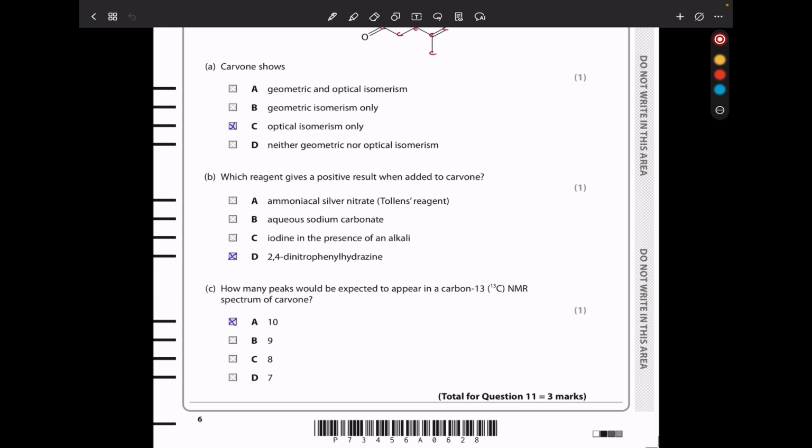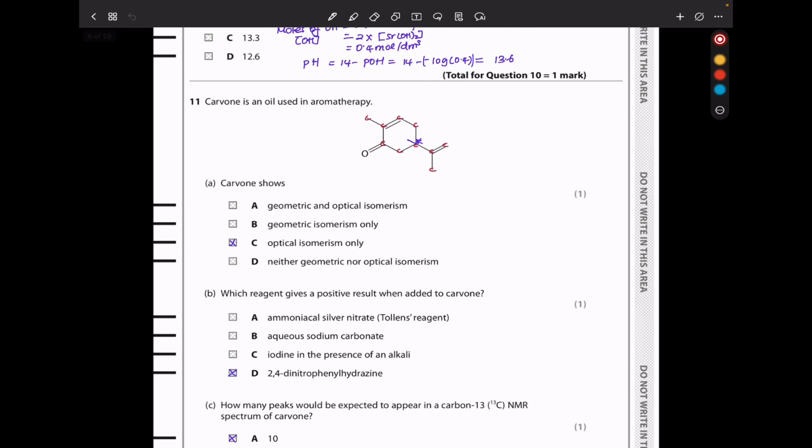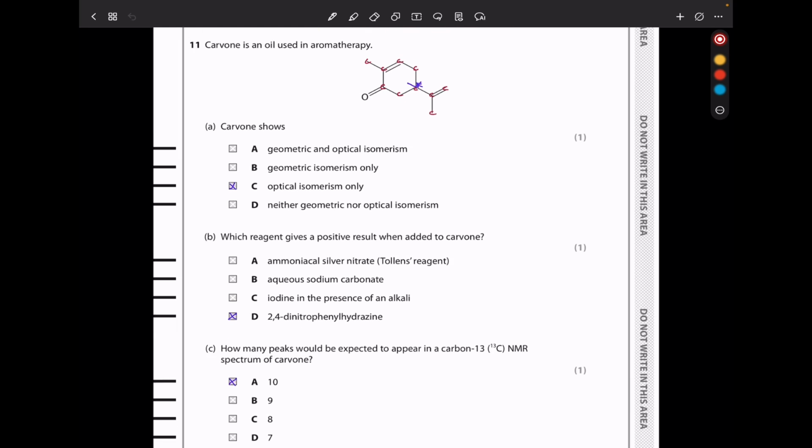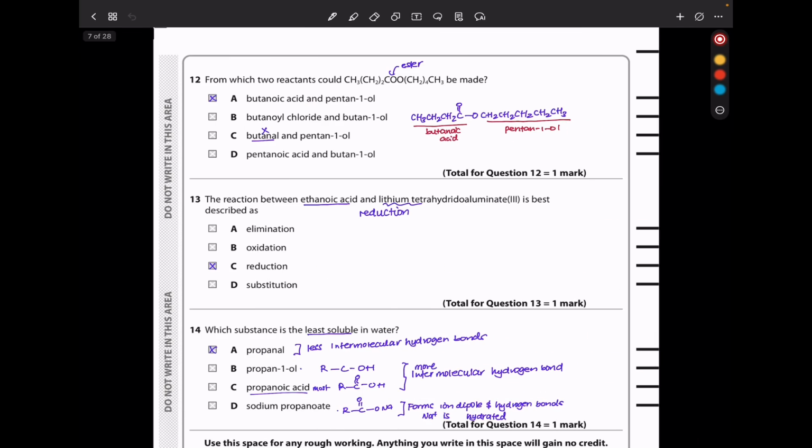How many peaks would be expected in a carbon-13 NMR spectrum of carvone? So let's count the number of carbons that are different. We have 1, 2, 3, 4, 5, 6, 7, 8, 9, 10. There are going to be 10 different carbon-13 NMR peaks, so the answer is going to be A.